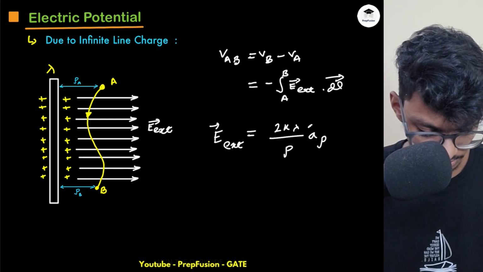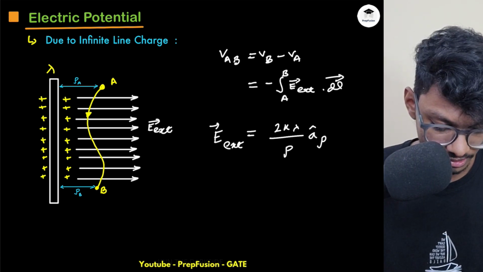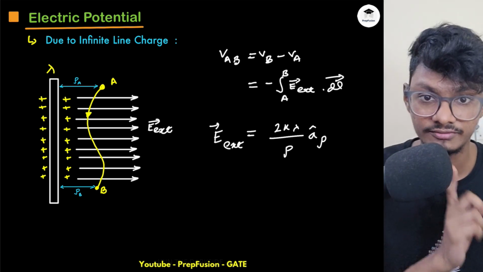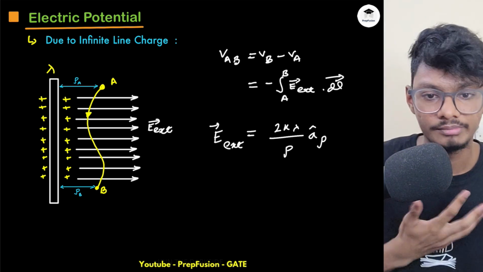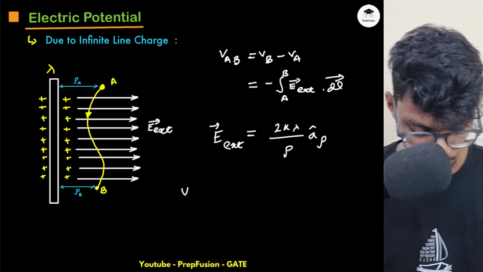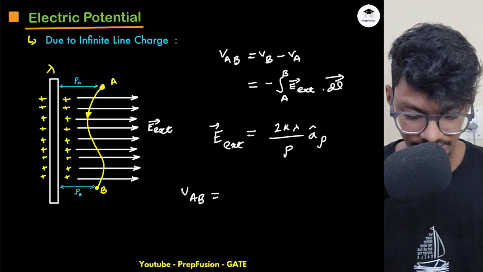It is a_ρ cap, right? It's a_ρ cap. If you remember correctly, this was the expression for electric field due to a line charge. That's why I am telling you multiple times that you need to remember this expression. This is actually important. So what will be my V_AB? I will just simply integrate this.